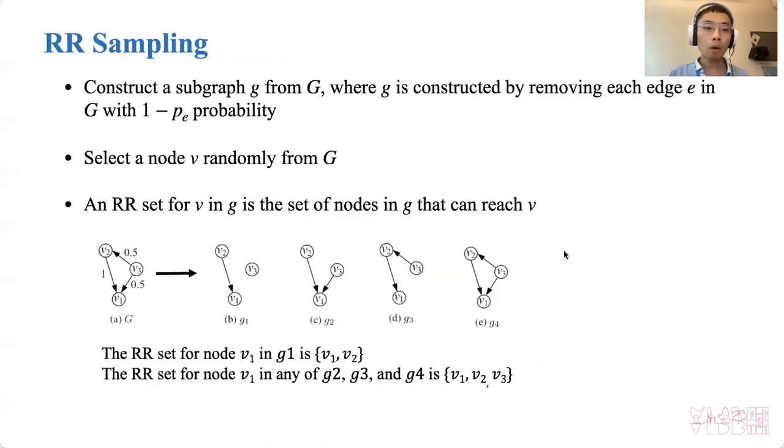One of the most powerful methods for estimating F(S) is called RR sampling. To get an RR set, we can first generate a subgraph g from big G, where g is constructed by removing each edge e with probability 1 minus p(e). Then we select a node v randomly from g. An RR set for v in g is a set of nodes in g that can reach v. This means that we can get an unbiased estimation of F(S) with RR sets.